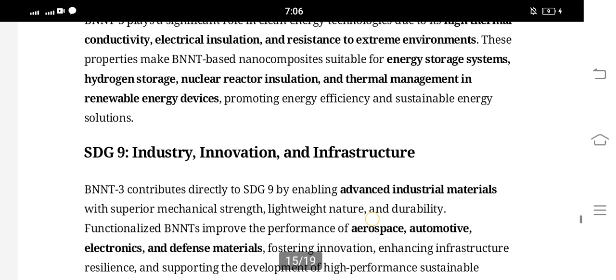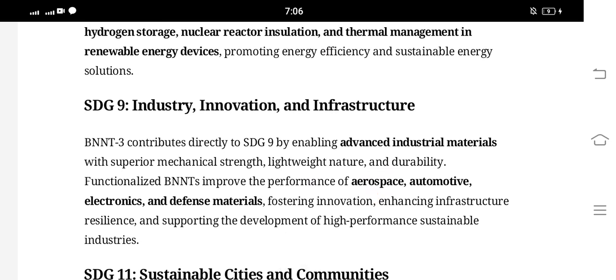Now there is SDG 9, which is about industry, innovation, and infrastructure. BNNT-3 contributes to SDG 9 by enabling advanced industrial materials with superior mechanical strength, lightweight properties, and durability. Functionalized boron nitride nanotubes enhance the performance of aerospace, automotive, electronics, and defense materials, supporting innovation, resilient infrastructure, and sustainable industrial development.